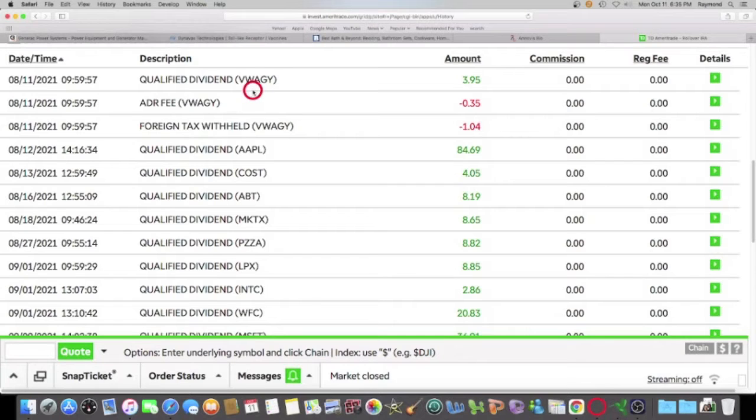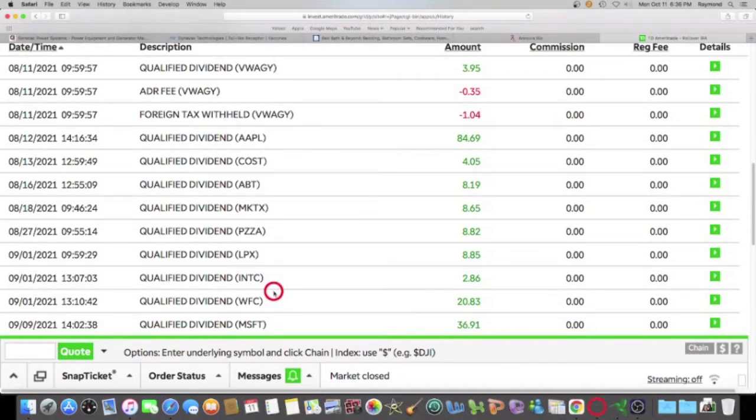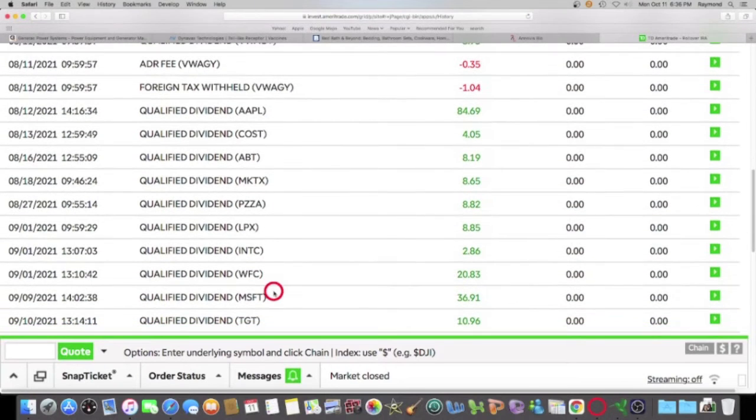So the first one is stock ticker VWAGY. This is Volkswagen. The next stock is AAPL, Apple. COST, this is Costco. ABT, this is Abbott Laboratories. MKTX, this is Market Access Holdings. PZZA, Papa John's. LPX, Louisiana Pacific. INTC, Intel Corporation. WFC, Wells Fargo.